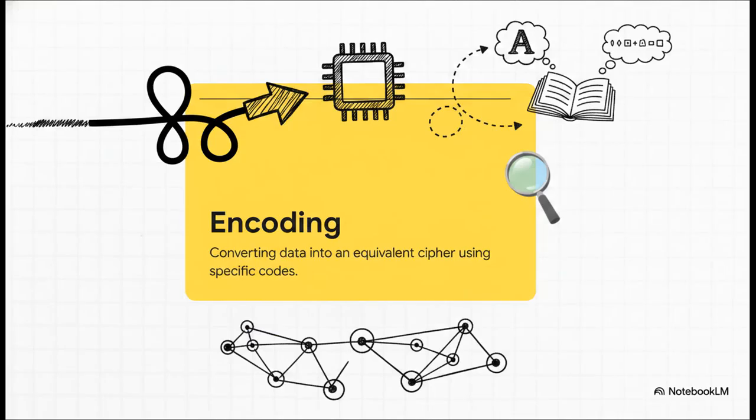So the really crucial point here is understanding a concept called encoding. Encoding is basically the mechanism of converting data into an equivalent cipher using specific codes. Think of it as the ultimate translator or dictionary sitting right between you and the processor. You hand it an A, and it hands the computer a 65. This standard dictionary makes sure your computer doesn't accidentally mistake an A for, say, an exclamation mark or a space.